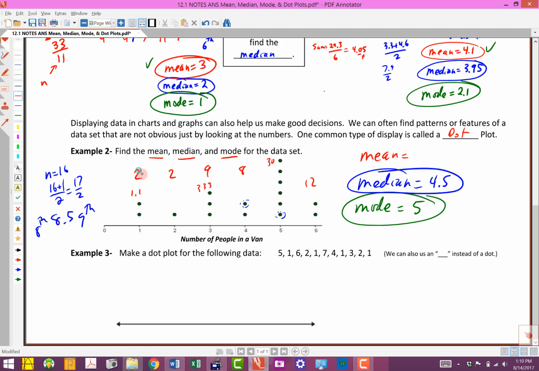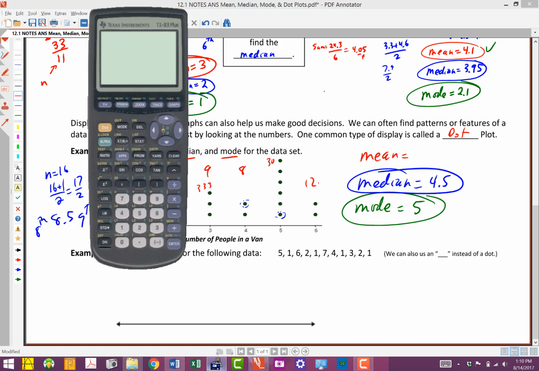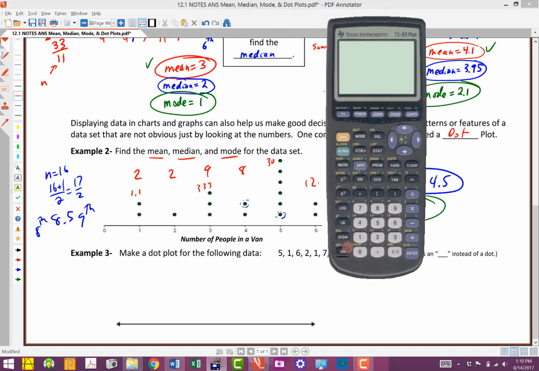So again, this is a 2, a 2, a 9, an 8, a 30, and a 12. And hopefully you can see where those numbers come from. So I'm going to go ahead and add those together on the calculator. Again, we'll rely on that quite often. So we've got, I'm just going to say that's a 4 plus a 9 plus an 8 plus a 30 plus a 12, and we end up with 63.